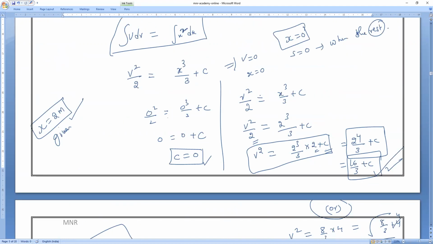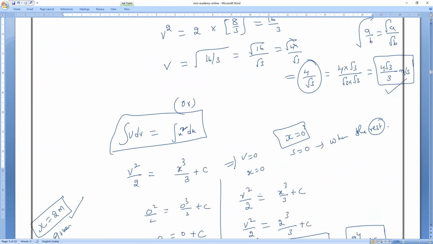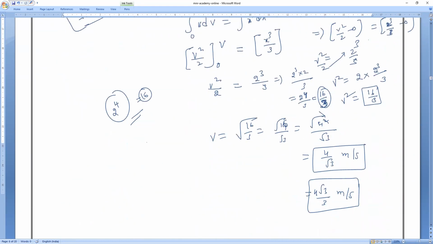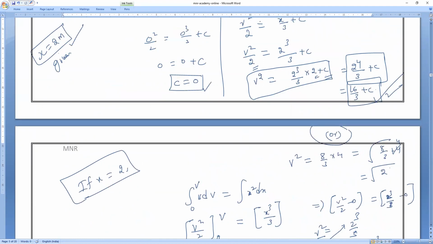Now if you solve this one, we already got the answer 4 root 3 divided by 3. Or else if I don't want this method, then we can go with the direct method. We'll find the C value. So how to find C?